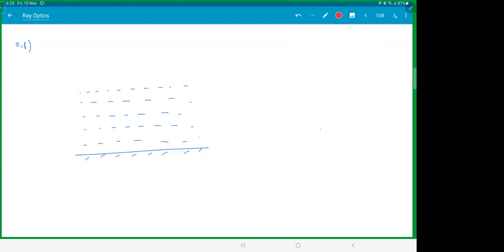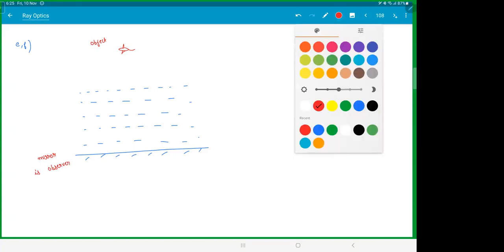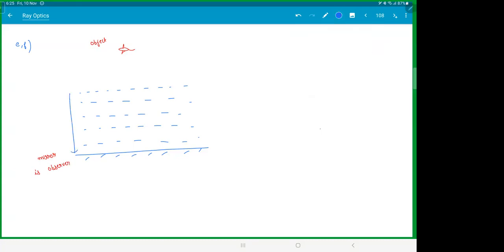So first thing, the bird seeing the bird image. The first problem is, who is the observer? The bird is your object. The mirror is the observer. You can't directly solve the problem, because first you need to see where the mirror thinks the bird is. This is 2D and this is H.